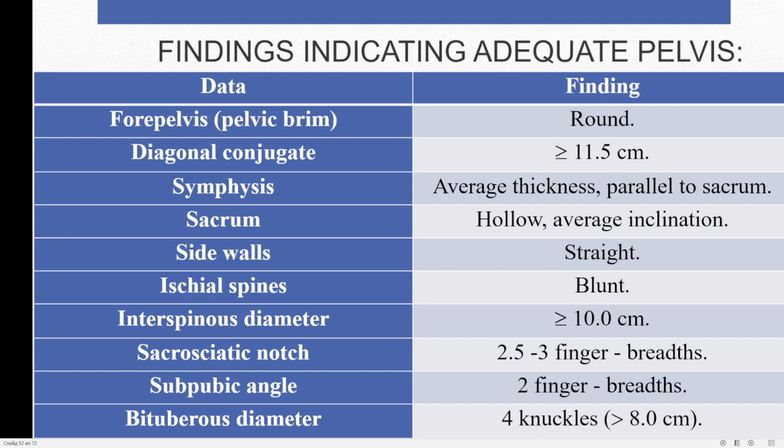I repeat it again. Findings indicating an adequate pelvis: the diagonal conjugate more than 11.5 centimeters, pelvic brim round, symphysis average thickness, sacrum average inclination, side wall straight, ischial spine blunt, interspinous diameter more than 10 centimeters, sacroischiatic notch 2.5 to 3 fingers, subpubic angle 2 fingers, and bituberous diameter more than 8 centimeters, or the size of a fist.